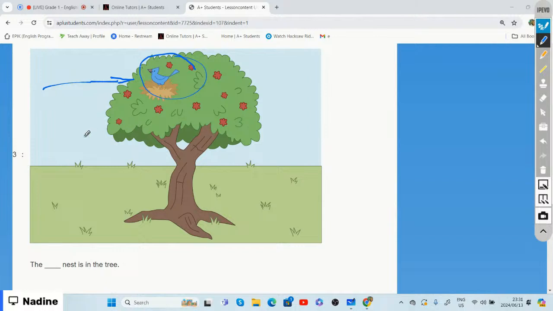All right, so if we look at this picture, we will say that the bird's nest is in the tree. So we will say bird. Remember, we make mention of the bird, but then we put our apostrophe and our S. So the bird's nest is in the tree, right? Meaning that that nest belongs to that bird. That bird owns the nest. So we can say that the bird's nest is in the tree.